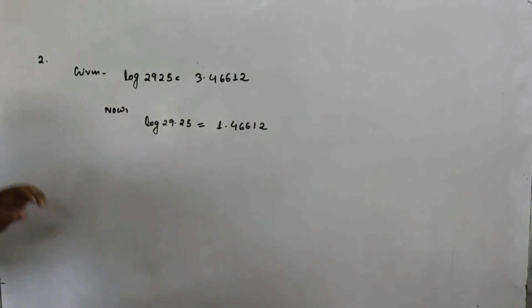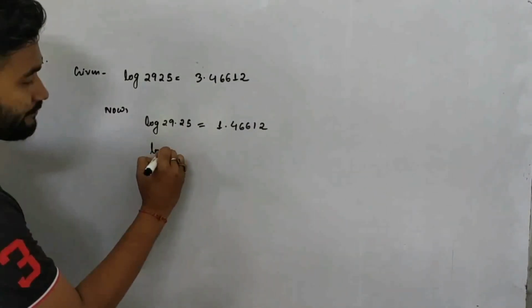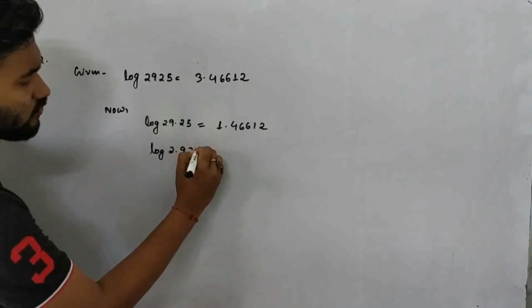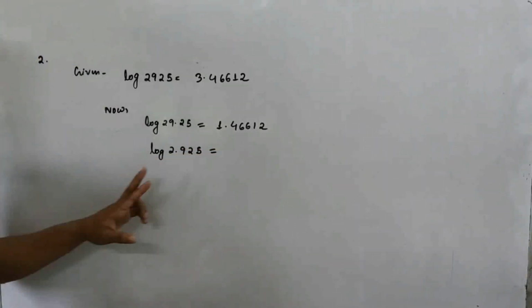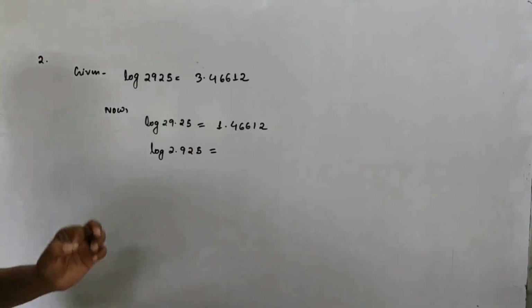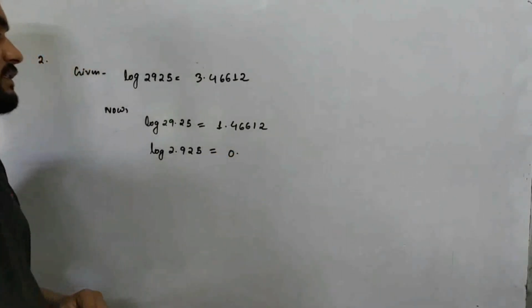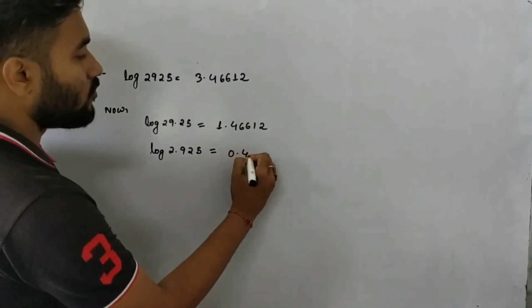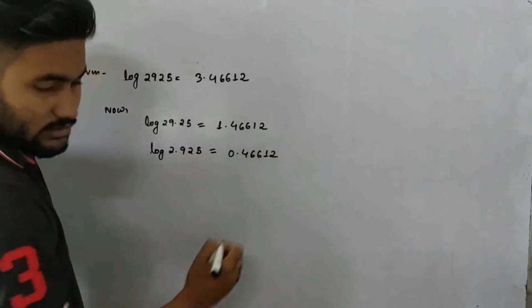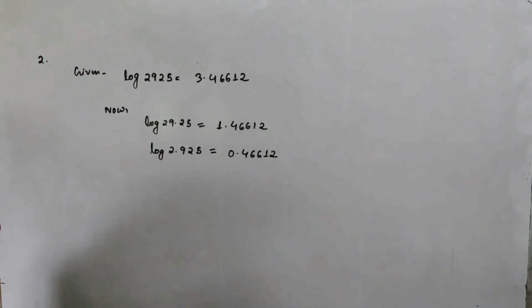Next, log 2.925. What will be the characteristic? Only one digit is there, 1 minus 1 is 0. So 0 is your characteristic, and then point 46612. This is the answer, 0.46612. Done.